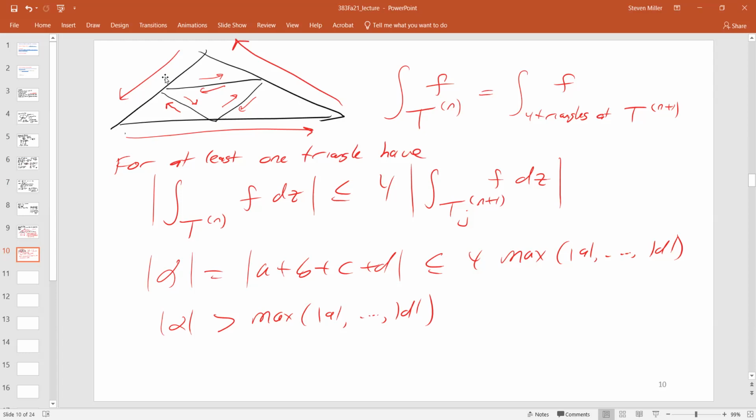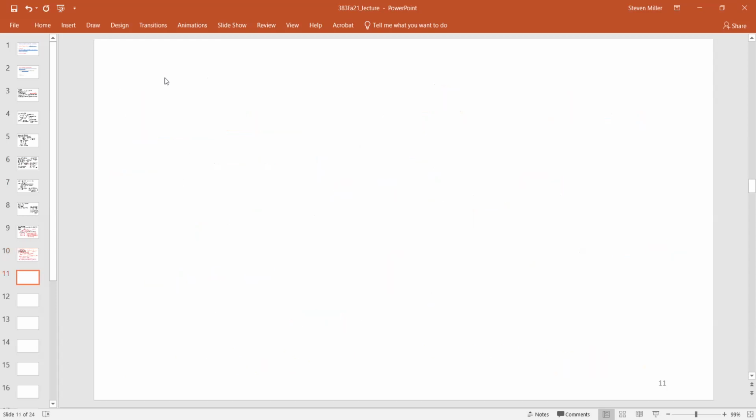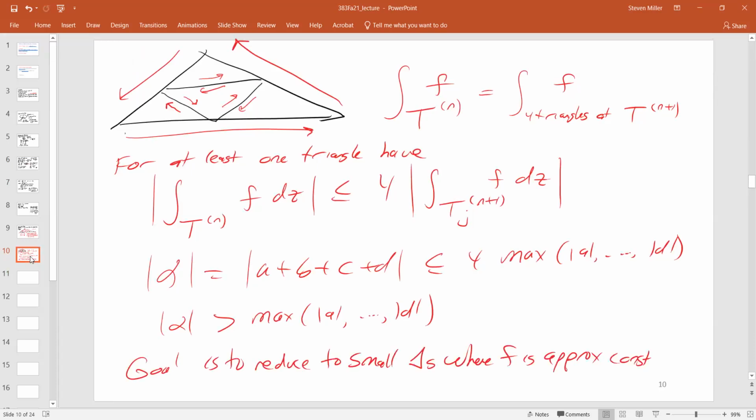Constant. So the goal is to reduce to small triangles where f is approximately constant. Okay, so as we continue, sorry, I'm just not sure I understand what that leap was. I'm not sure I understand how you got from that as you get to small triangles. Well, just because the triangle is getting smaller and smaller, so z can't move that much.